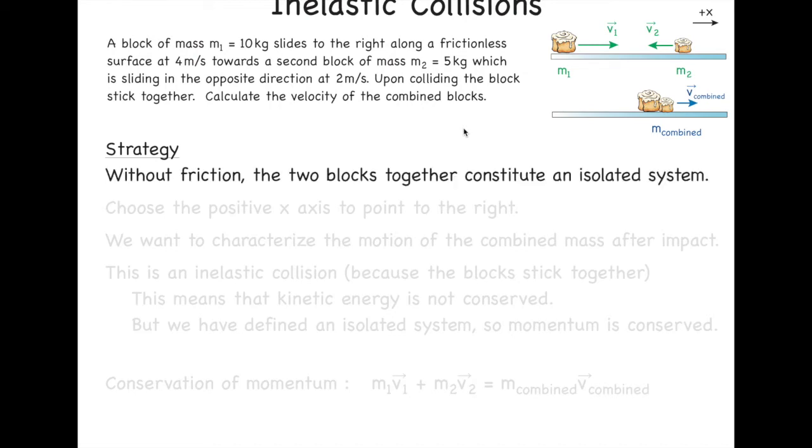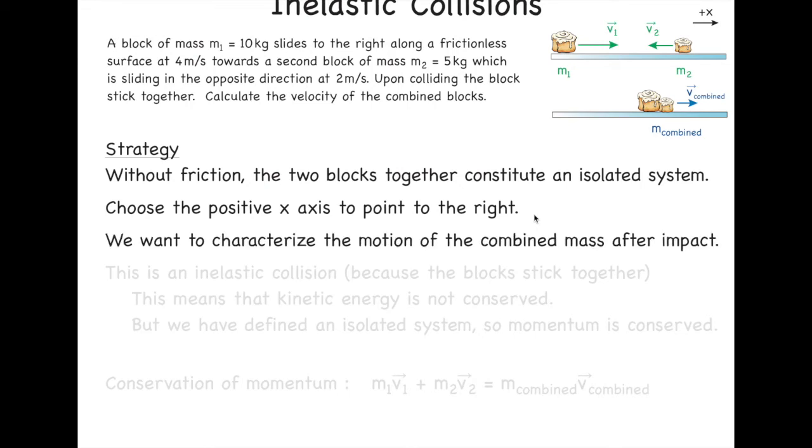So without friction, and it's stated in the problem that we are moving on a frictionless surface, the two blocks together alone constitute an isolated system because there's nothing else coming in to manipulate the system. Again, nobody pushing, no hockey sticks coming in, slapping them, or anything like that. Just out of convenience and convention, we'll choose the positive x-axis to point to the right. And this is a one-dimensional problem, so that's pretty much all we need to do.